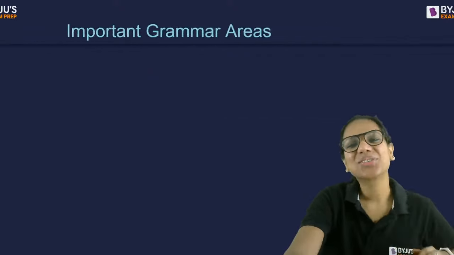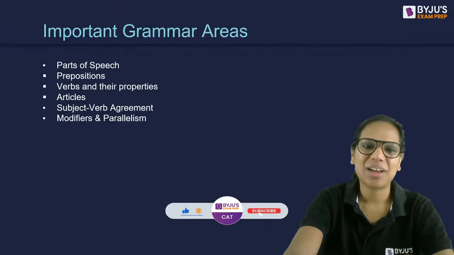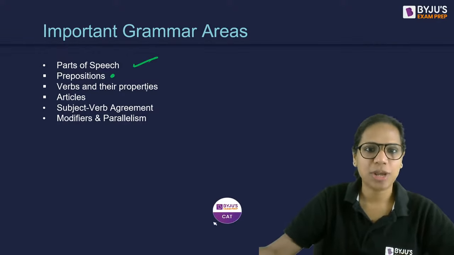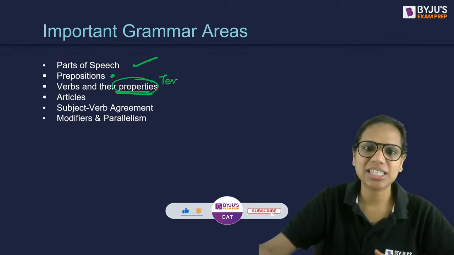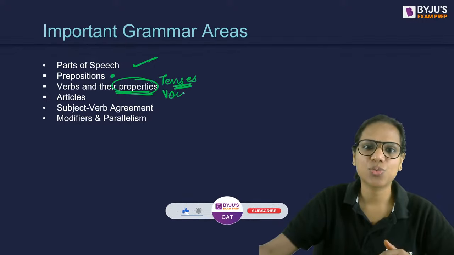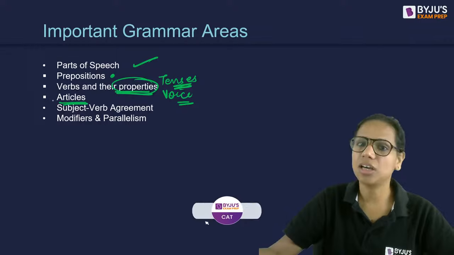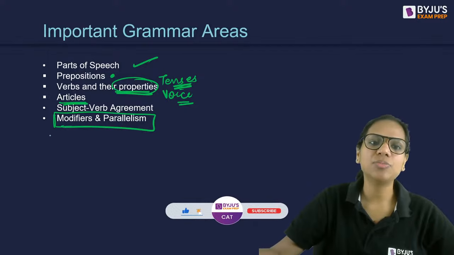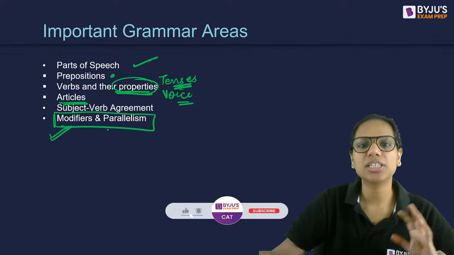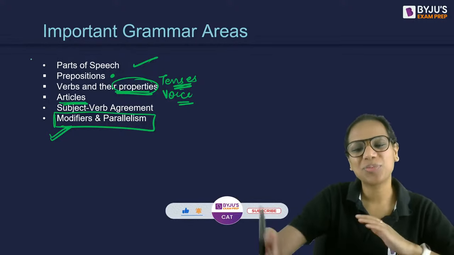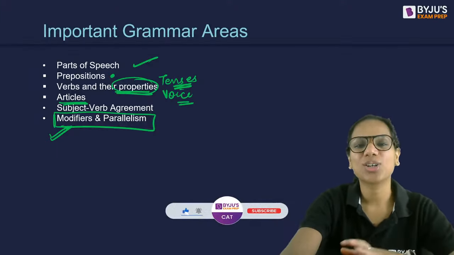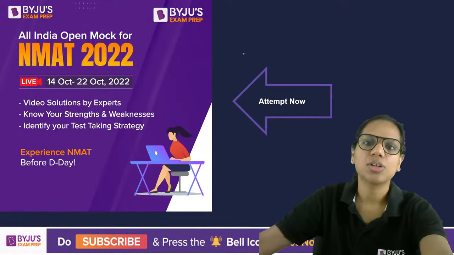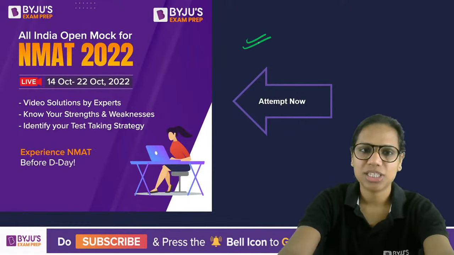So now I think you yourself must have realized that when it comes to the important grammar areas, your parts of speech are all important actually. Do focus on prepositions. Do focus on verbs along with the tenses, right? All the properties, tenses, voice, etc. Articles are again important. Subject-verb agreement, we just saw a whole question framed on that. And modifiers and parallelism, because they are relatively new topics for you, right? You haven't really studied them in your junior classes. So these will be the important grammar areas that you have to acquaint yourself with, that you have to solve questions on, right?